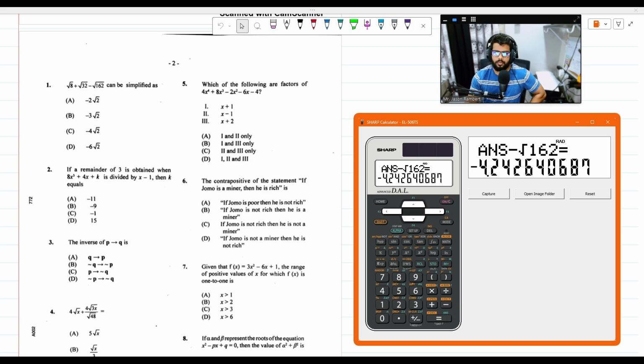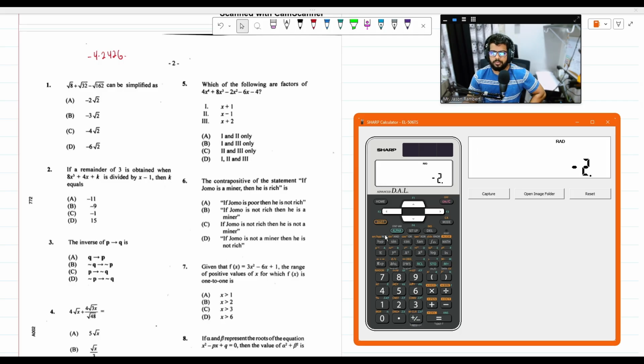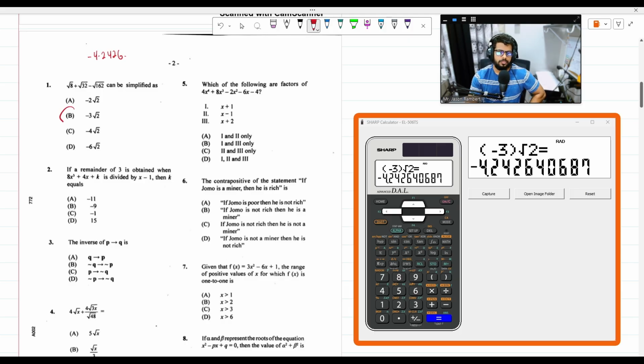Minus 4.2426. I'm going to check each answer and see if that is minus 4.2426. Minus 2 root 2, minus 2 point, nope. Minus 3 root 2, minus 0.2426, minus 3 root 2.